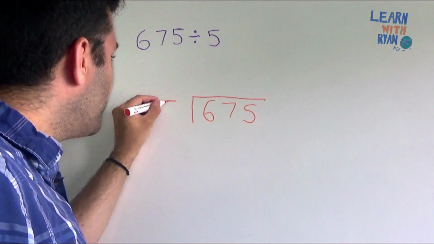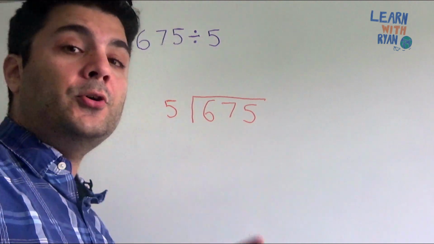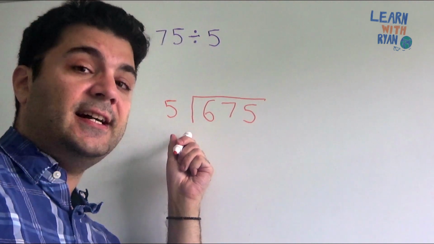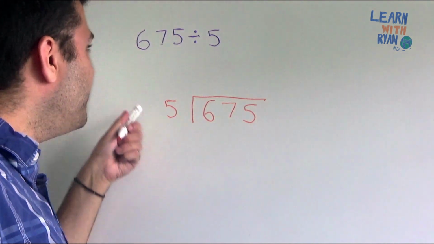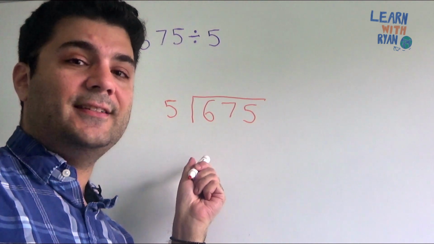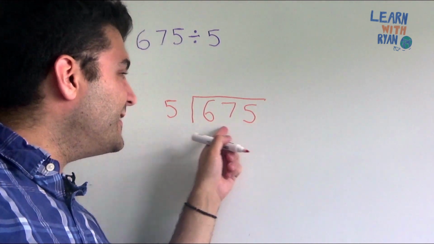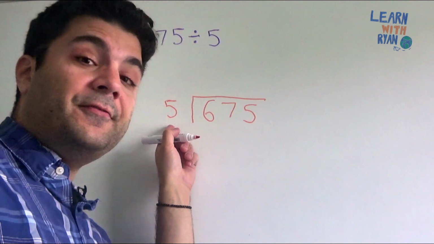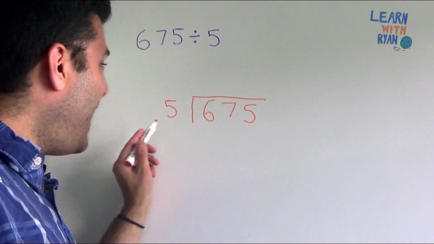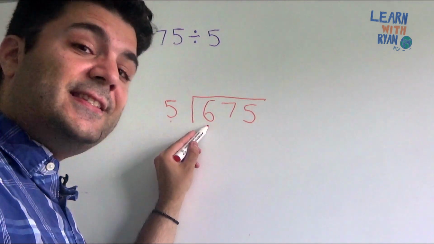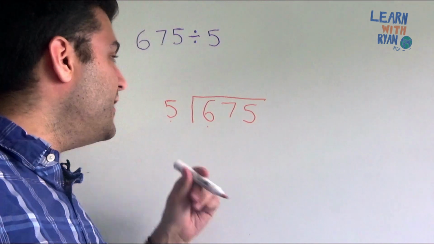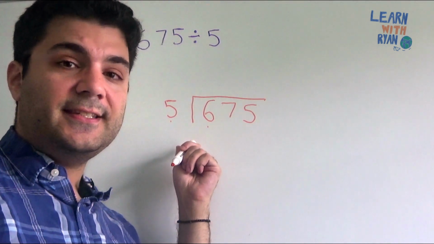Now it's very important to know which way round you put your numbers. What you divide by needs to go outside the bus stop. So because we're dividing by 5, the 5 needs to go outside. So it's 675 divided by 5. Next, we ask ourselves, how many 5s go into 6? This is where you need to know your times tables, so you need to know your 5 times table in this case.